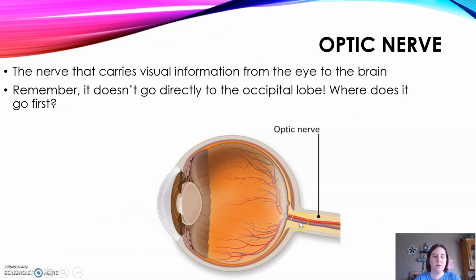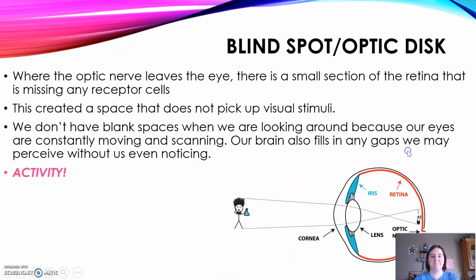Now, the optic nerve, when it leaves the eye, carries visual information from the eyeball to your brain. That's the connector piece. But if you remember, it doesn't go directly to the occipital lobe. It goes from the eyeball through the optic nerve. It'll cross the optic chiasm that we'll talk about in a moment. And then it has to go to the thalamus. And then the thalamus has to redirect it to the occipital lobe, and then to the visual cortex for processing.